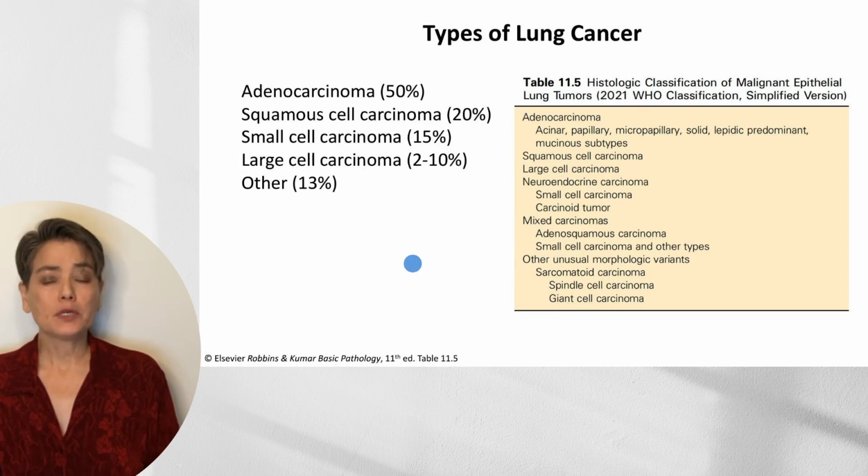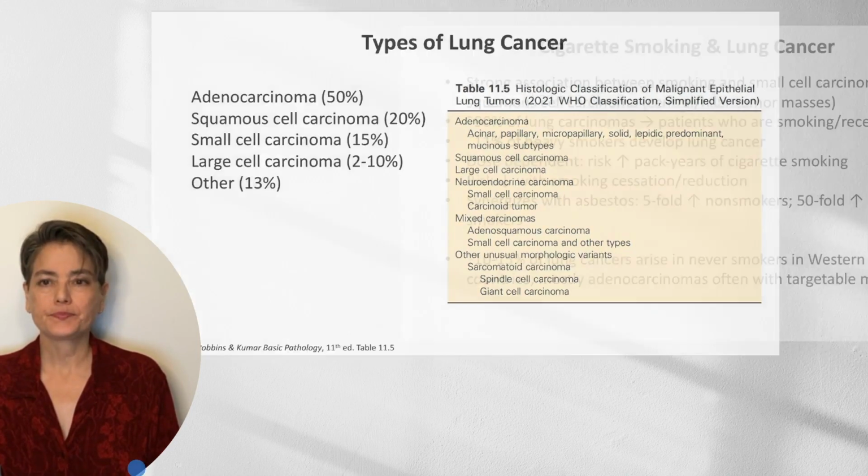Before I move on, I would like to just point out that we can get mixed carcinomas, such as an adenosquamous carcinoma or a small cell carcinoma with something else. But for the rest of this video, we're going to focus primarily on these three entities.